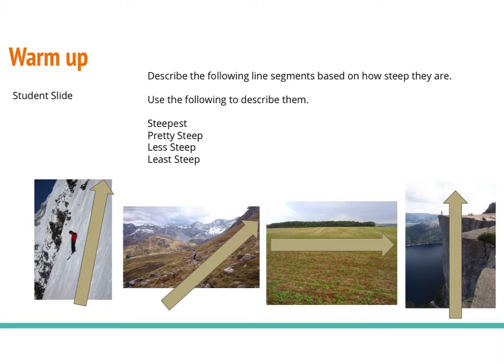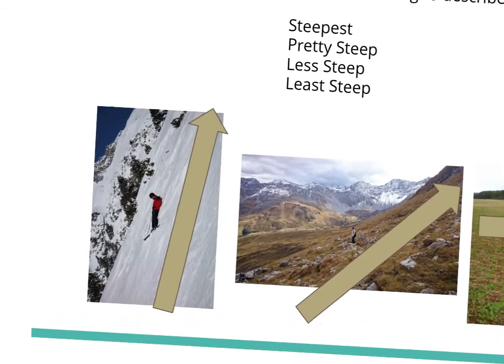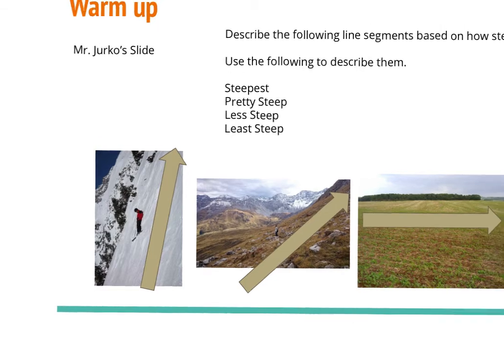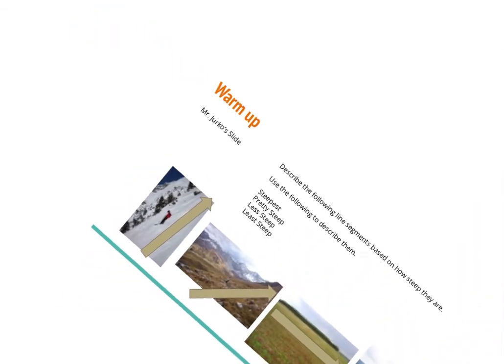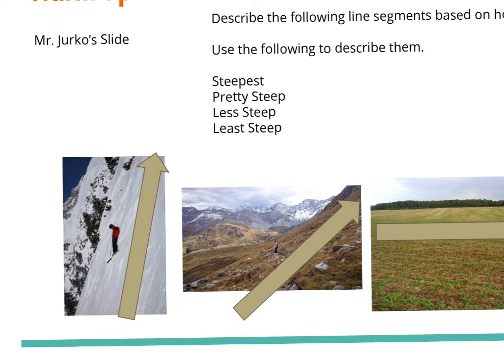Line segments based on how steep they are and use the following to describe them: the steepest, pretty steep, less steep, and the least steep. Guys, this first one over on the far left, what did you guys label that one? Steepest. You thought that was the steepest. Angelina, what'd you say? It's pretty steep, okay? This one over here on the left should have been pretty steep, okay?